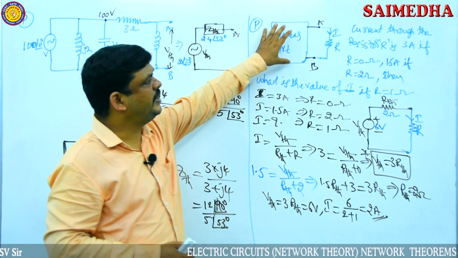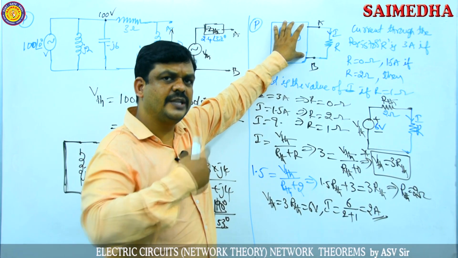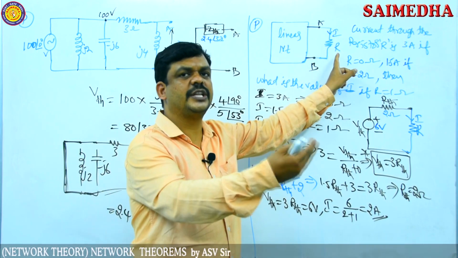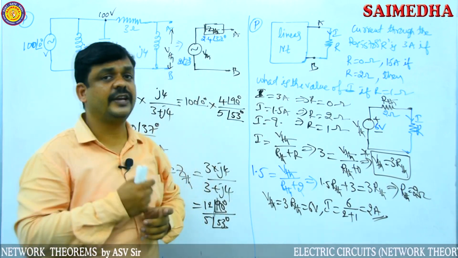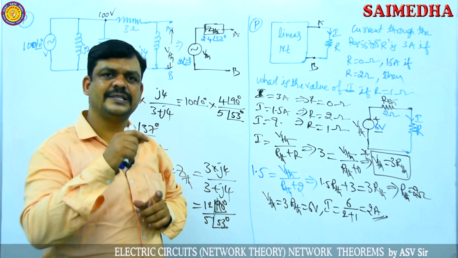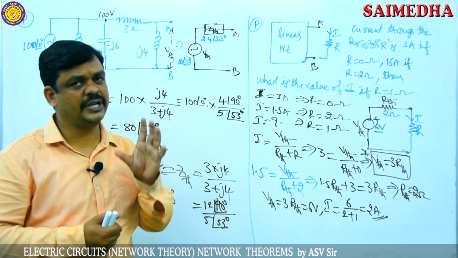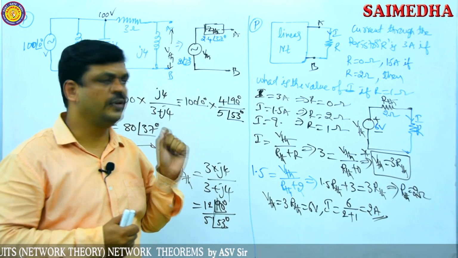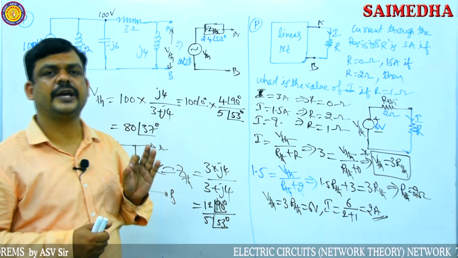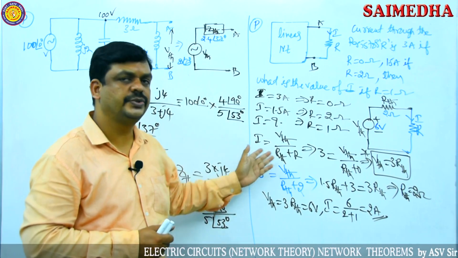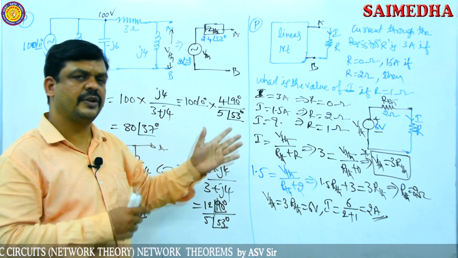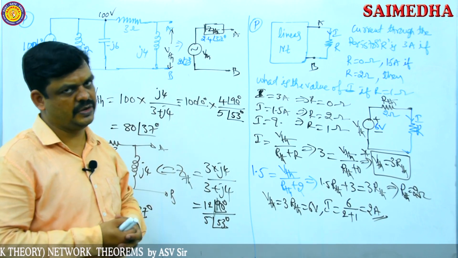Replace the complete circuit with Norton's equivalent circuit, with Norton's current and Norton's resistance both in parallel combination, and connect the load resistor in parallel with that. Then write the I equation using the current division theorem: Norton's current into R Norton by R Norton plus R. If you replace the complete network with Norton's equivalent circuit, apply the current division theorem and substitute these values, it gives a direct answer. Here we applied Thevenin's equivalent circuit; similarly, try to practice with Norton's equivalent circuit also.